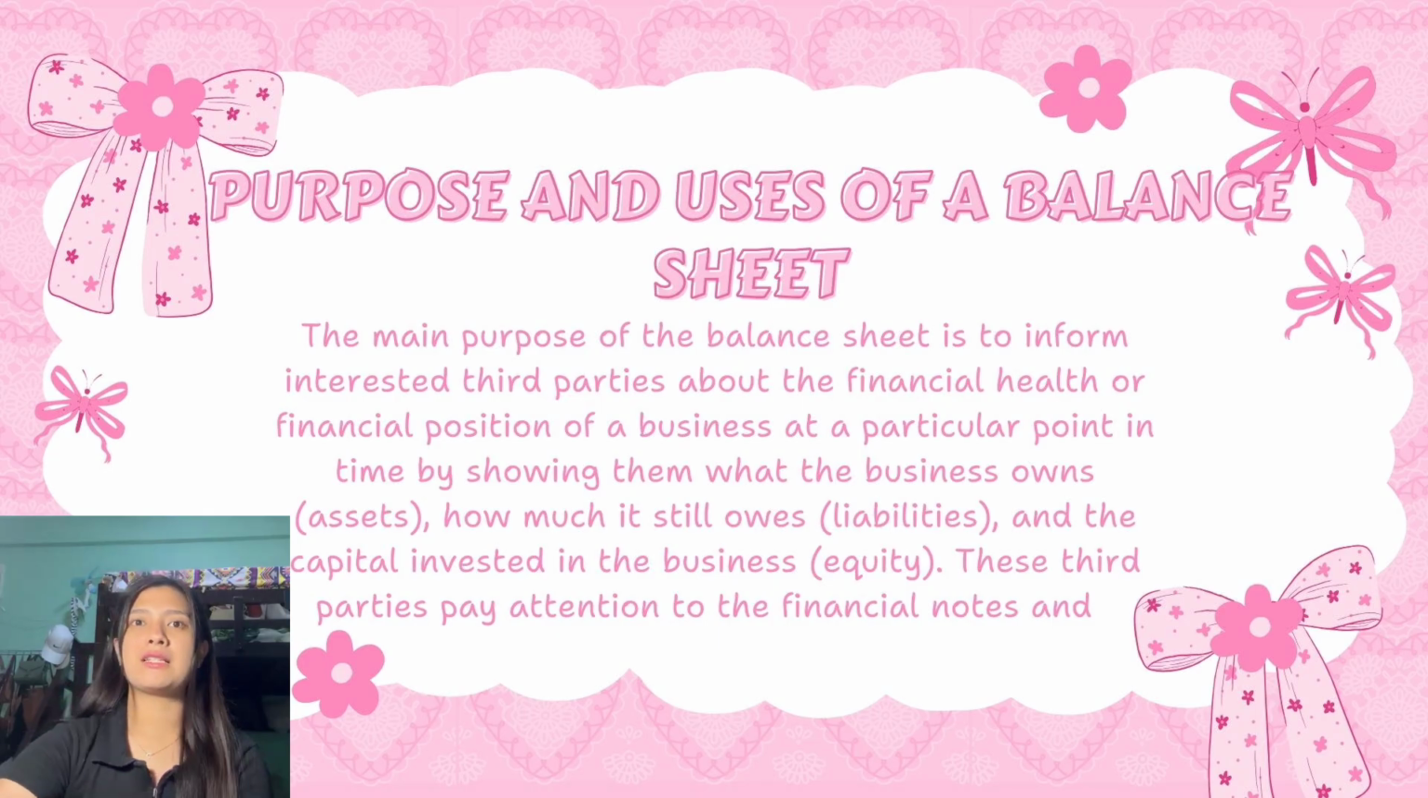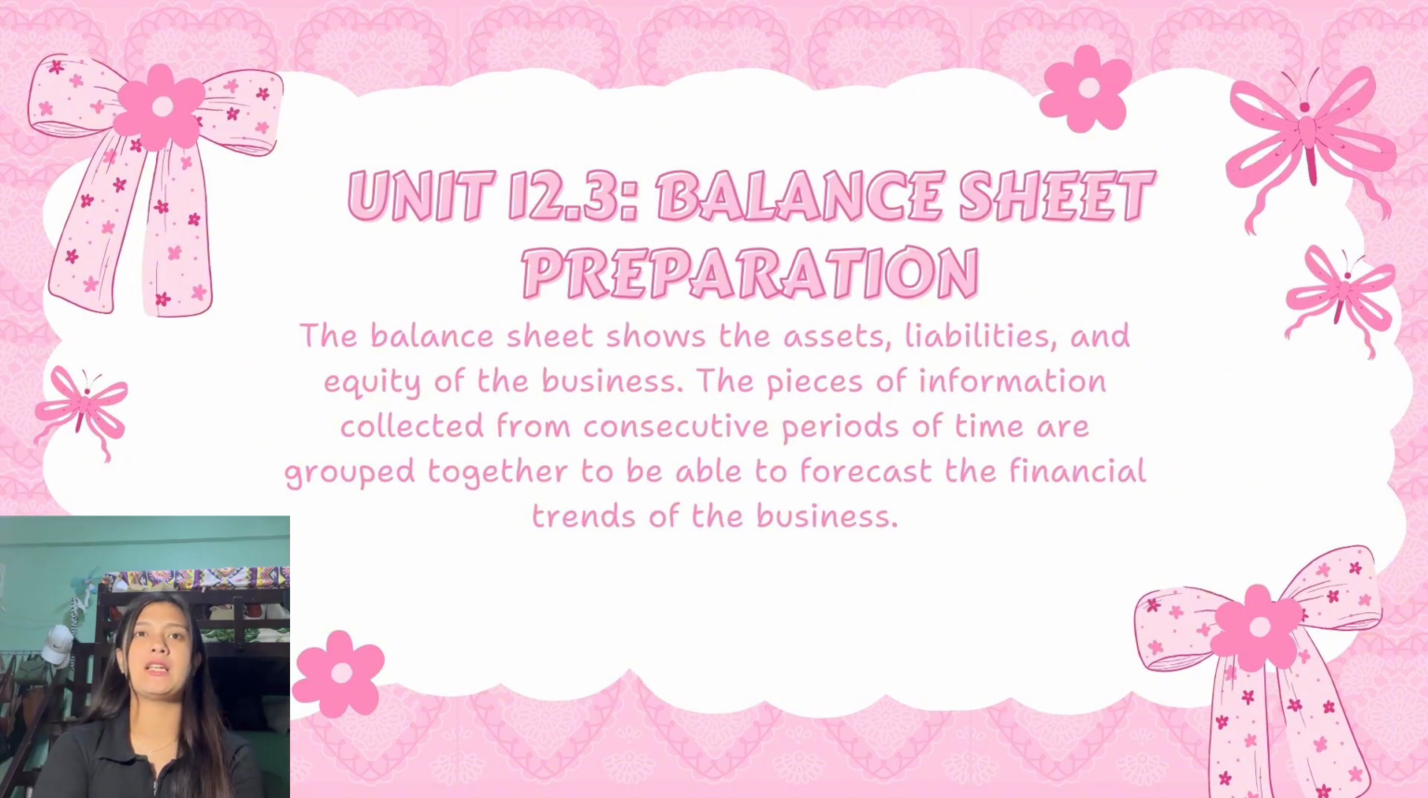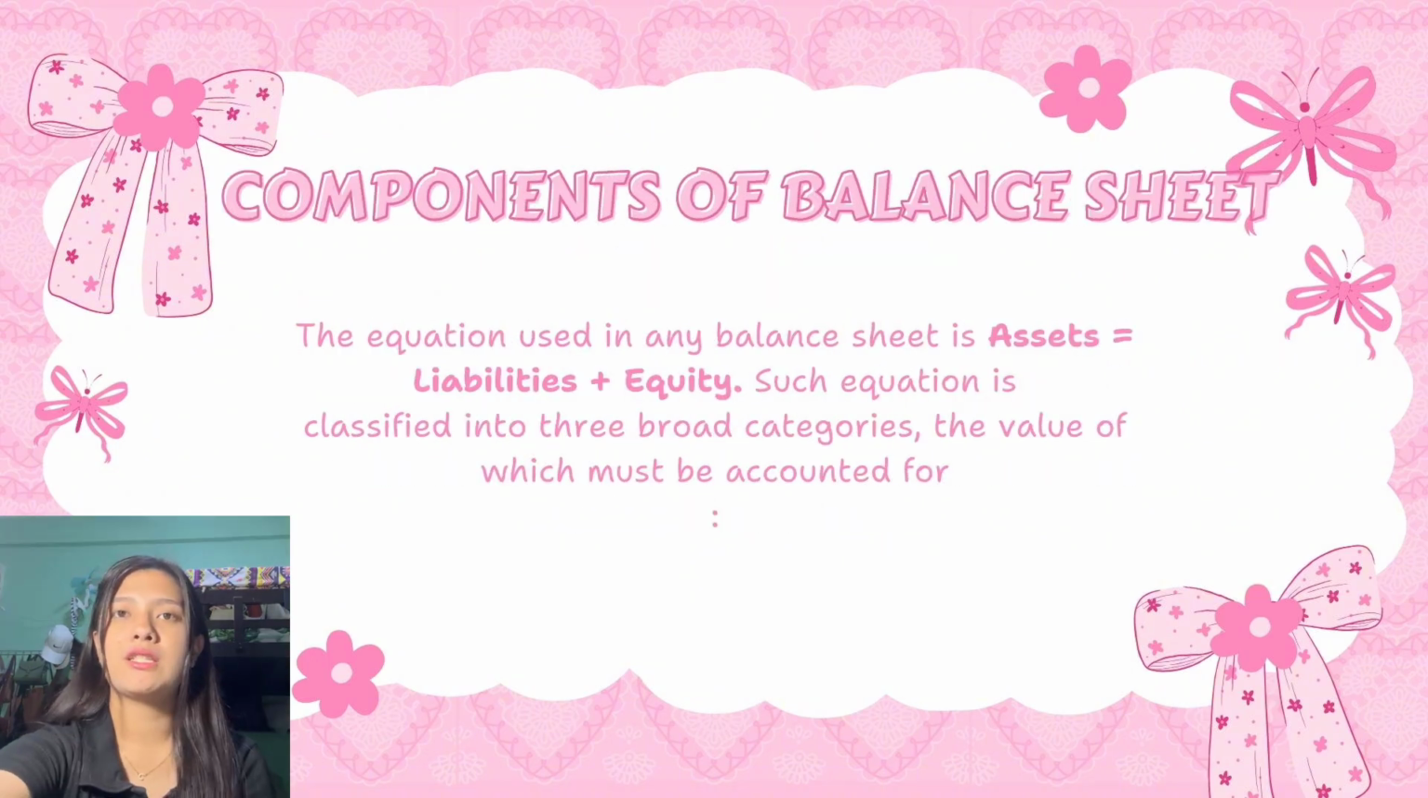These third parties pay attention to the financial notes and Unit 12.3 Balance Sheet Preparation. The balance sheet shows the assets, liabilities, and equity of the business. The pieces of information collected from consecutive periods of time are grouped together to be able to forecast the financial trends of a business.